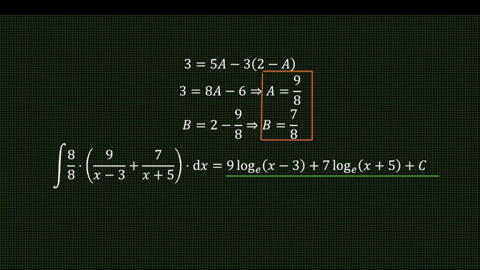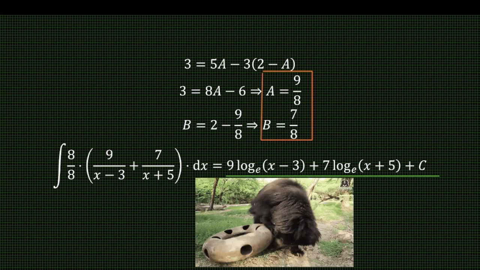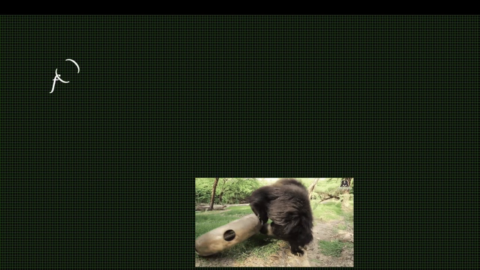And integrating both the terms gives f(x) is equal to 9 into log of (x minus 3) plus 7 into log of (x plus 5) plus c. Always remember to add the constant of integration, which I denote here as c. To find c, we have f of 4 is equal to 14 log of 3. Now, let's substitute x is equal to 4 into our f(x).